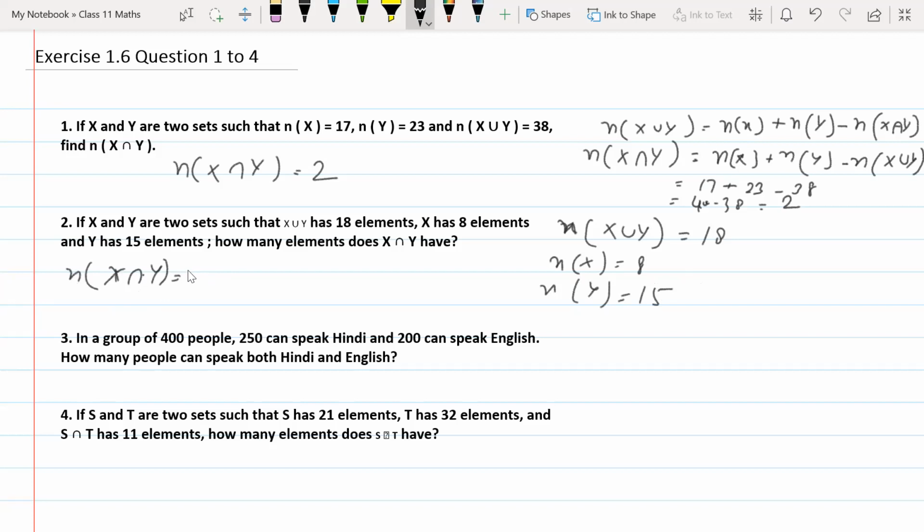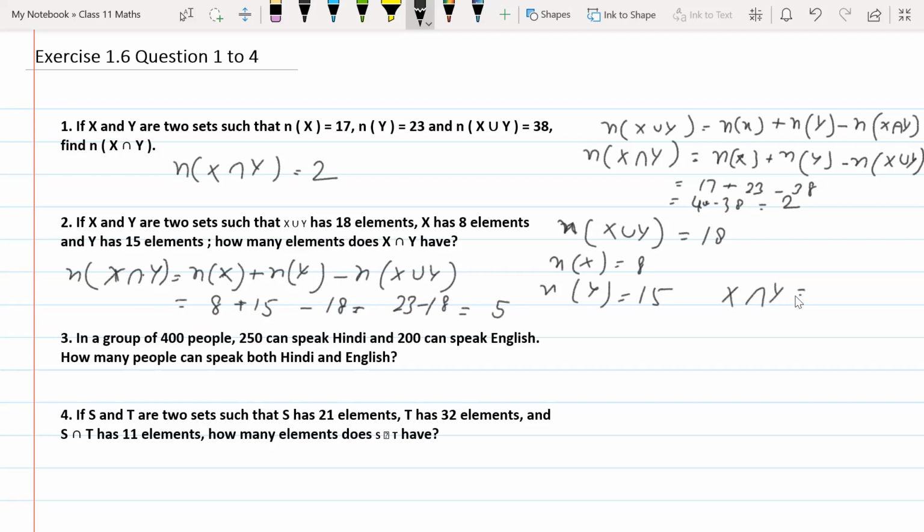With the help of this formula, X intersection Y is n(X) plus n(Y) minus n(X union Y). X has 8 elements, Y has 15 elements, X union Y is 18. Then it comes out to be 23 minus 18, and the result is 5. So we can say that X intersection Y is 5. This is the answer for question number 2. With the help of this formula, we can calculate X intersection Y and X union Y.